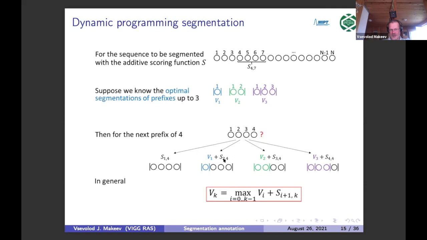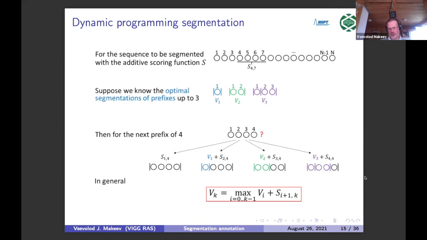And since we know that the objective function of the single segmentation is the sum of two parts, the tail and the head, which we have calculated, we calculated all the shorter parts in the previous stages of the algorithm, we can obtain the optimal segmentation of the four letters, knowing optimal segmentations for 1, 2, and 3. And after that, we store the optimal segmentation of the sequence into four letters here.